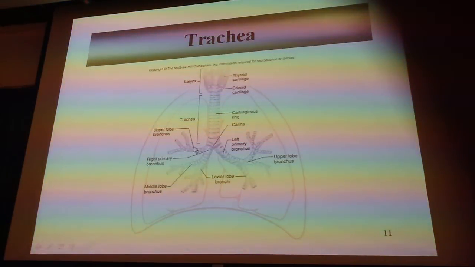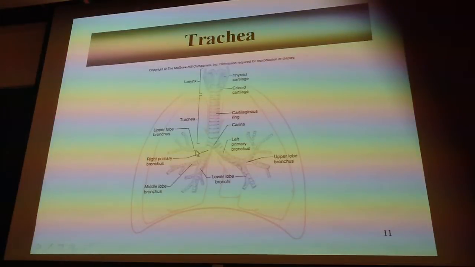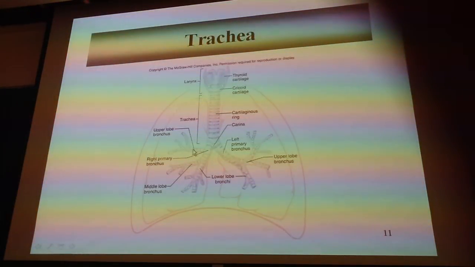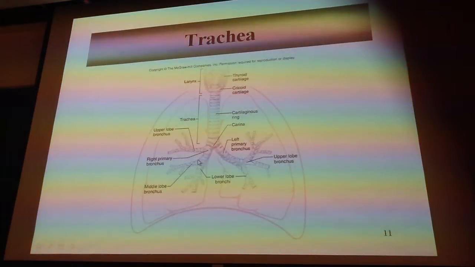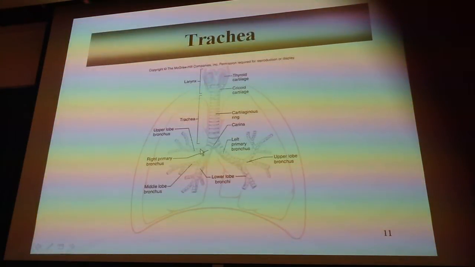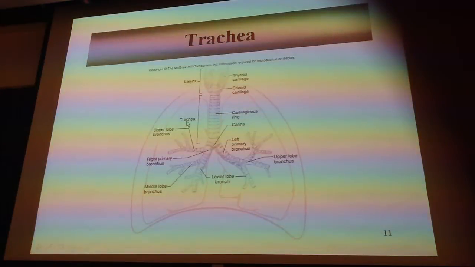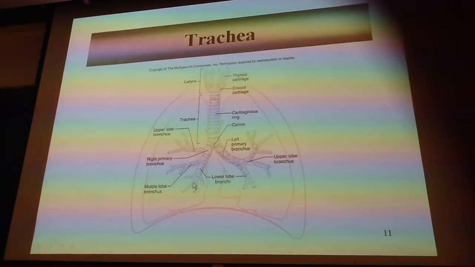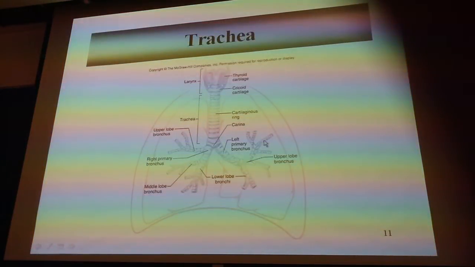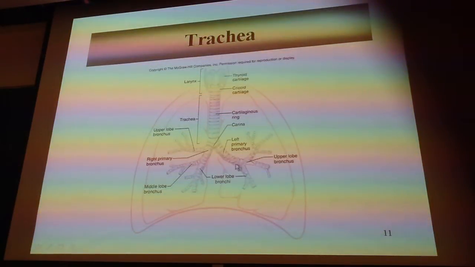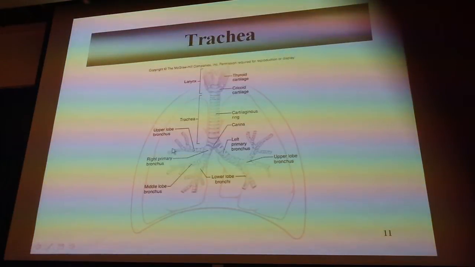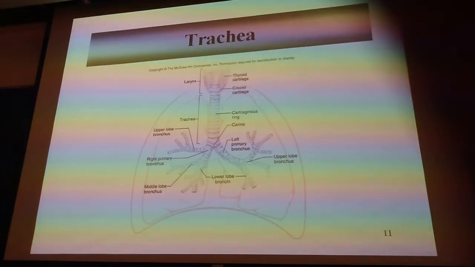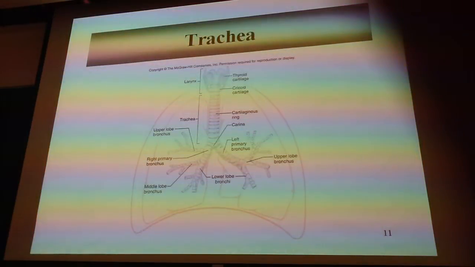But then we have what they call the secondary bronchus. In the right lung, how many secondary bronchuses do we have? Three. Yeah, because you have an upper lobe, a middle lobe, and a lower lobe. In the left lung, you have two, an upper and a lower lobe. Then you have what we call tertiary bronchi.